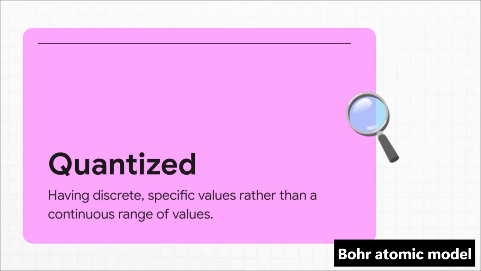The key to his whole idea was this strange new concept from Max Planck called quantization. All it really means is that certain things, like energy, can only exist in specific, discrete amounts, not in a smooth, continuous range. The best analogy? It's like a ladder. You can stand on the first rung or the second rung, but you can't just hover in between the rungs.